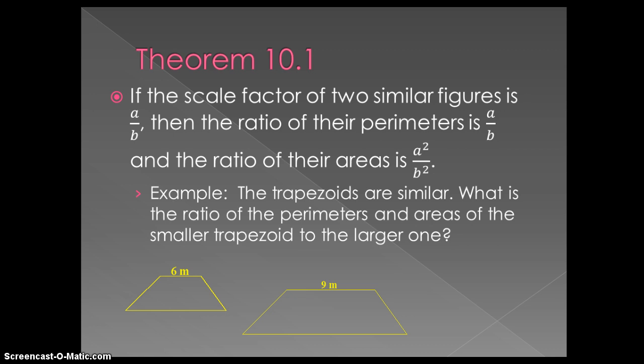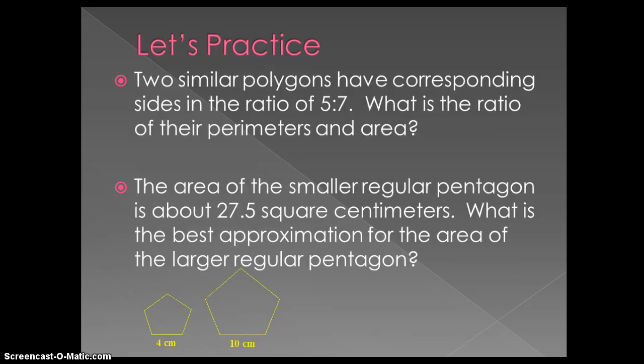The trapezoids are similar. What is the ratio of their perimeters and areas of the smaller trapezoid to the larger one? Well, we want to talk about the scale factor. The smaller one is 6 to the larger one 9. Scale factor is 6 to 9, or 2 over 3. That means that the perimeter is going to have the same ratio, 2 to 3, because if the scale factor is a to b, the perimeter is also a to b. Our area is going to be a squared to b squared. So 2 squared is 4 and 3 squared is 9. So the ratio of our area is 4 to 9.